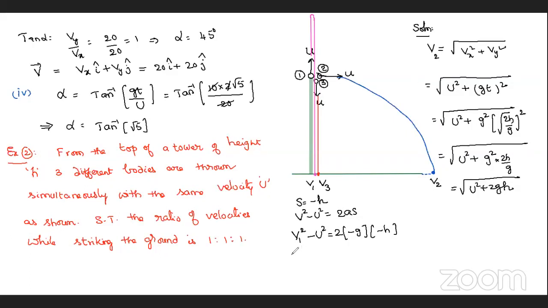So V1 square minus u square is equal to minus of minus, plus 2gH. That implies V1 square equals, taking u square to the other side, u square plus 2gH.